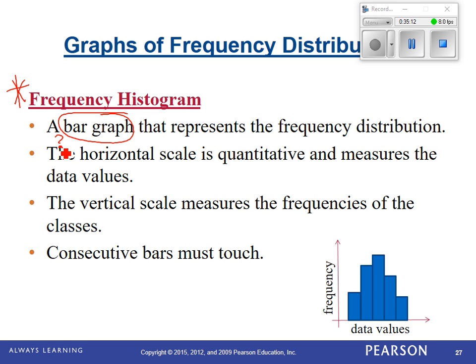The difference between a bar graph and a histogram: in a histogram, the bars have to touch each other. They have to touch. In a bar graph, the bars shouldn't touch. Do we know why? I'm getting ready to tell you.